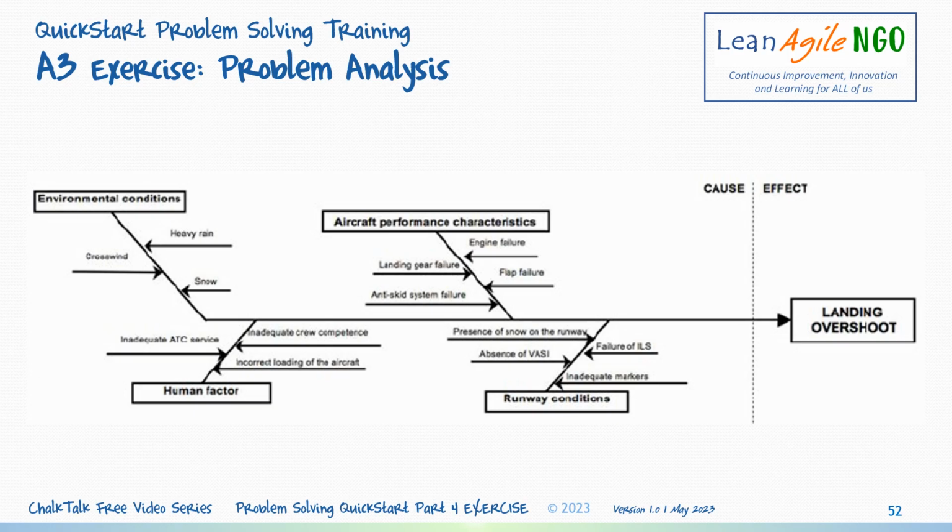Here's an example of a fishbone from a risk assessment by a civil airport. It looks at all the potential causes for an airplane to overshoot the runway on landing. This gave designers ideas for improving safety as they plan changes to their airport. Note the categories are appropriate to this problem: environmental conditions, aircraft performance characteristics, runway conditions, and human factors.